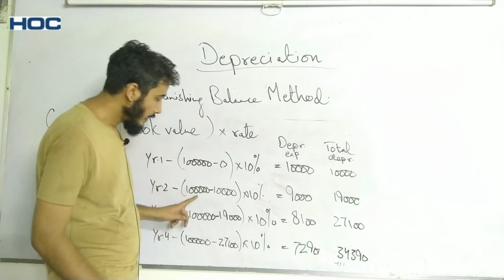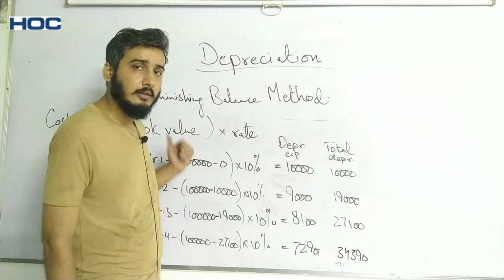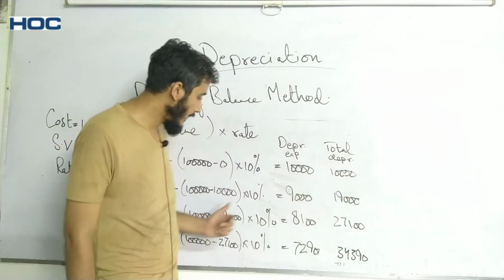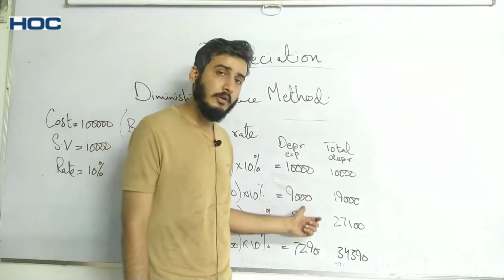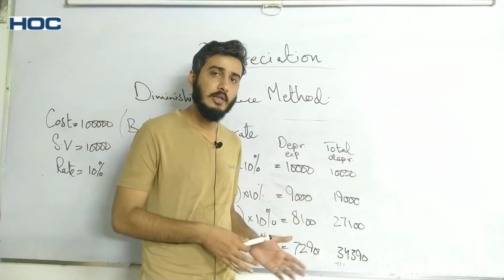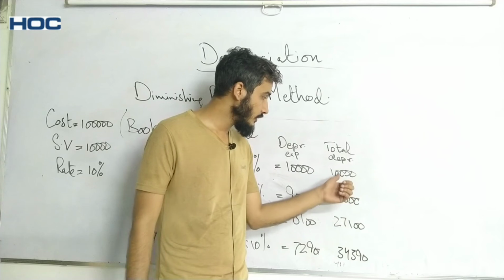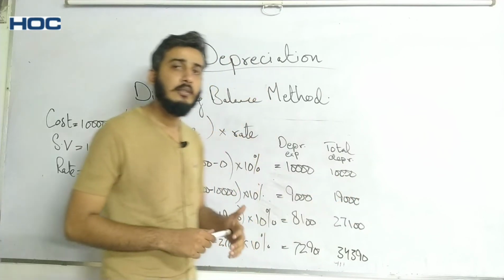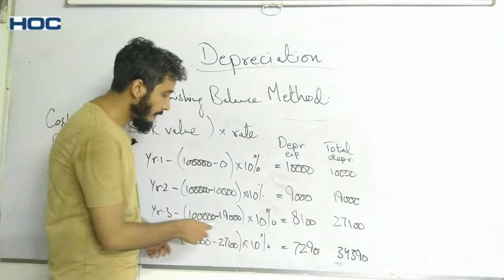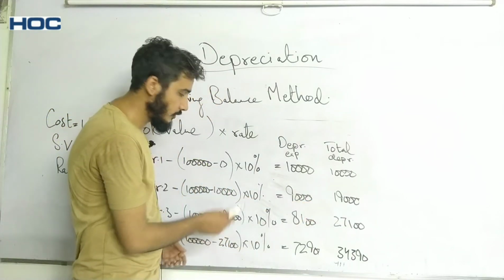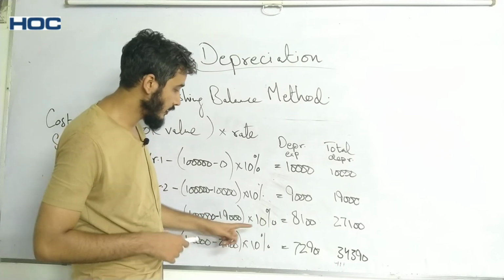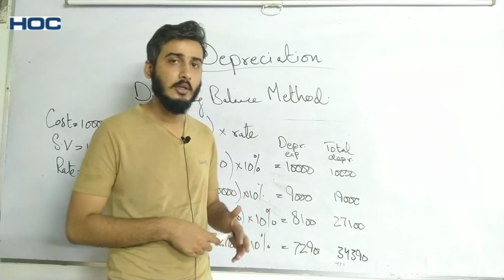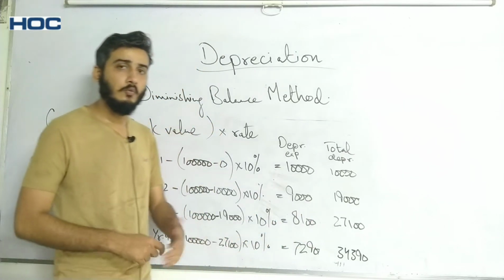Then year 2. Now here we have 1 lakh, the same cost, and 10,000 the total depreciation. Then multiply by 10% and we have got 9,000 as our depreciation expense for the year. And the total depreciation, by adding the previous one and the new one, we have 19,000. Now 1 lakh minus the total depreciation 19,000 multiplied by 10%, we have 8,100 depreciation for the year, and the total depreciation 27,100.